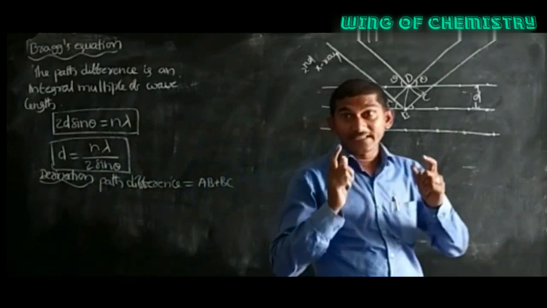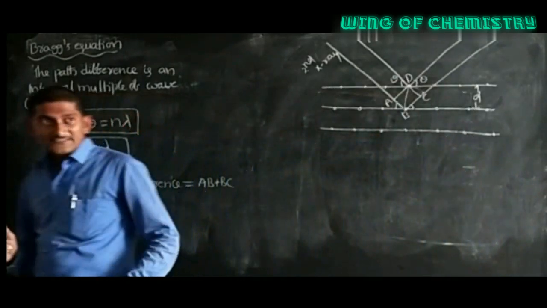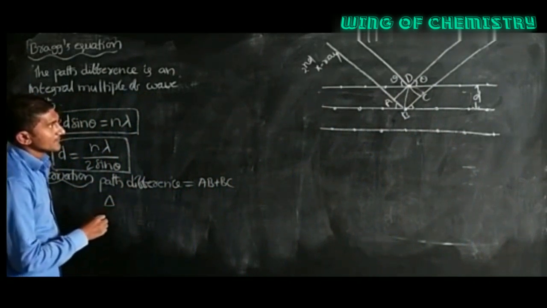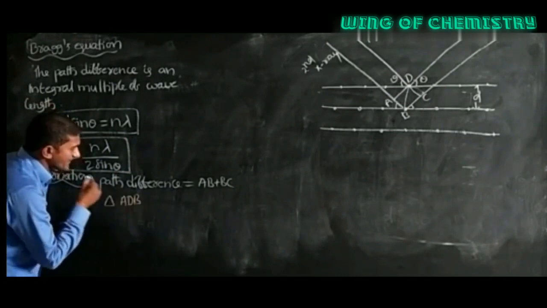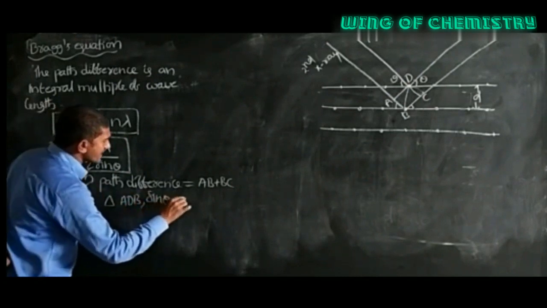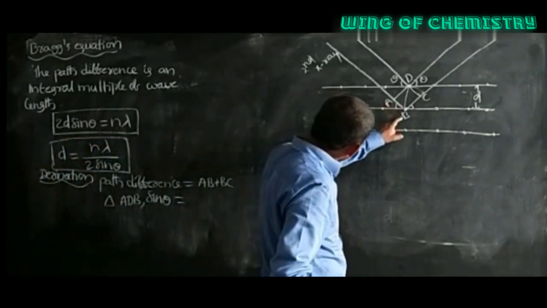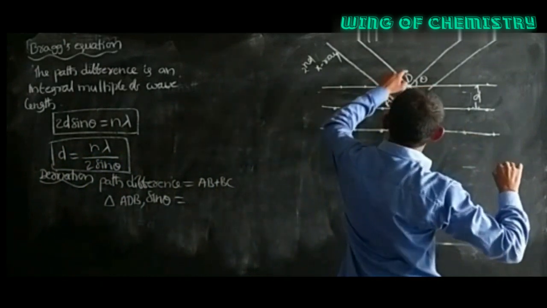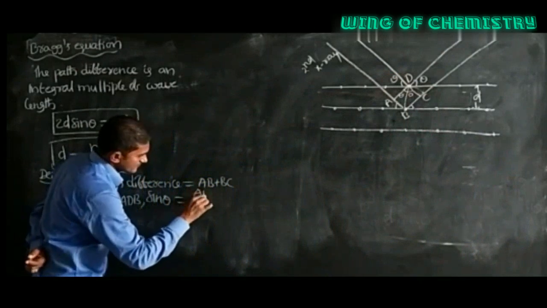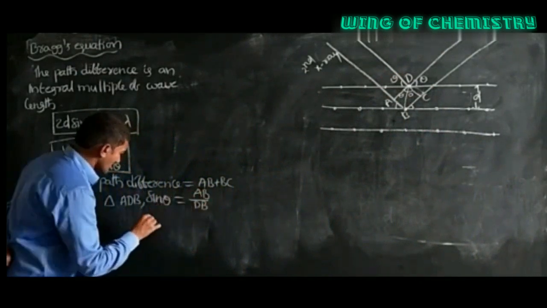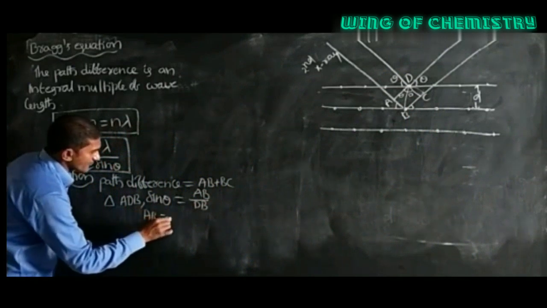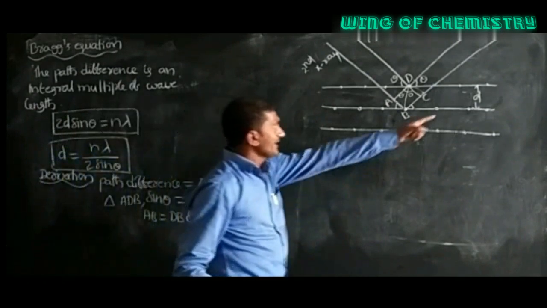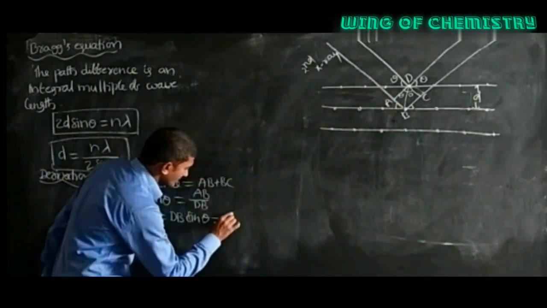The path difference can be calculated by using trigonometry. In triangle ADB, sin theta is equal to AB by DB. So AB is equal to DB sin theta, that is, d sin theta.